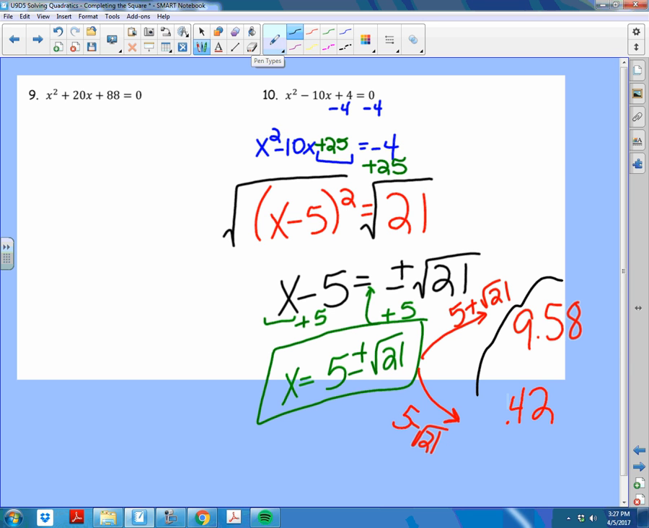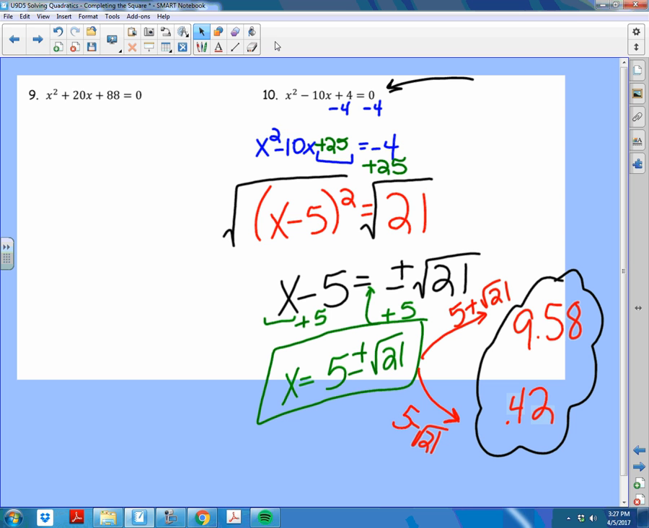Why are these 2 decimals significant to this quadratic? Cameron? They are where it crosses the x-axis. This is exactly where this quadratic crosses the x-axis. They are the solutions. They are the roots. They are the zeros. You have solved the quadratic. You are always looking for where it crosses the x-axis. This is where it is.